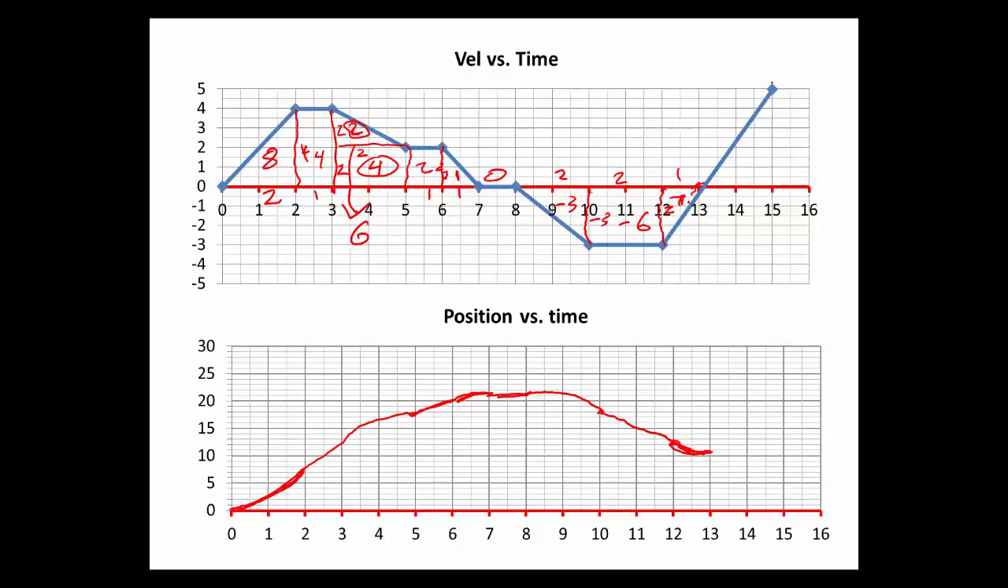And then from 13 to 15, I have this section that's 5 by 2, which will be going up by 5. So I'm at 10.5. By 15, I'll be at 15.5. And that will be a curved line, sorry. This is a mistake here. Should be a curved line going up this way. So that is one example of a velocity versus time converted to a position versus time.